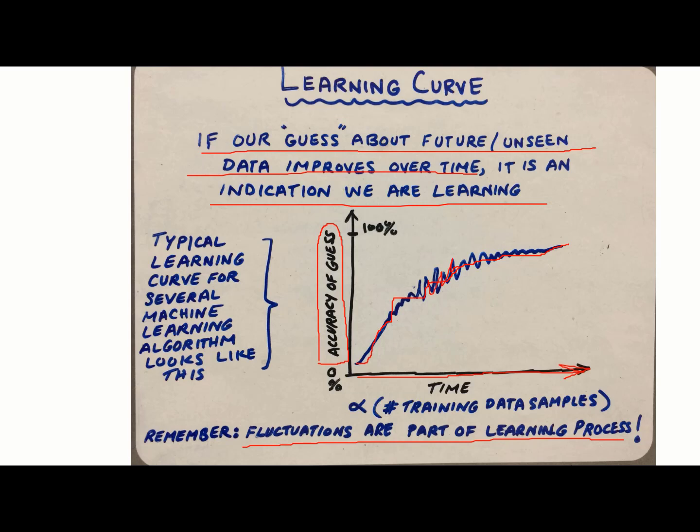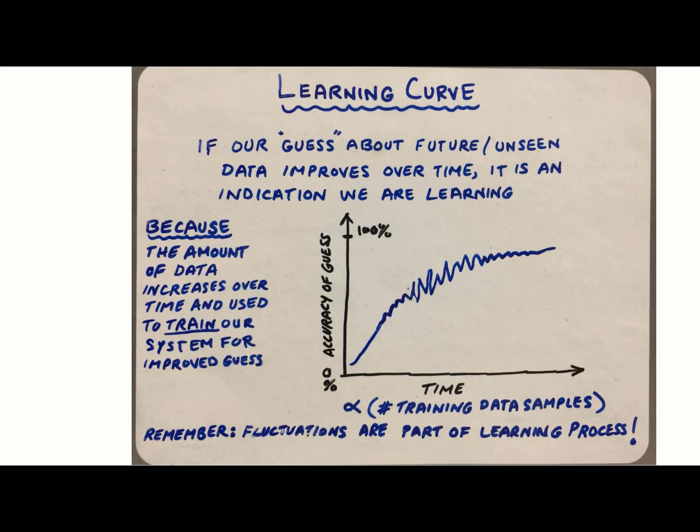This time axis is usually proportional to the number of training data samples, right? So like we said before, with the passage of time, as our experience grows, so does the data that we have seen and characterized, and therefore the number of training samples can also be plotted on the horizontal axis instead of time.